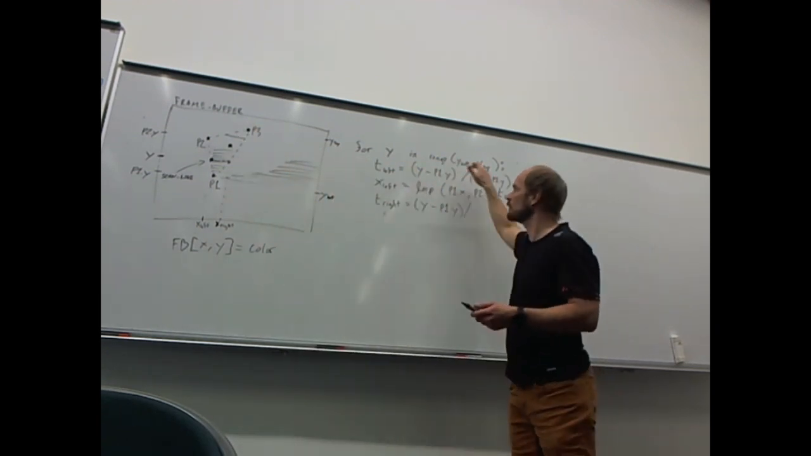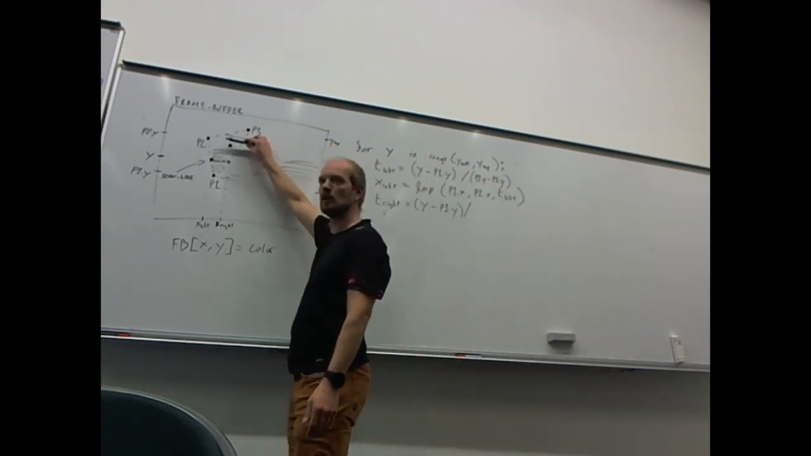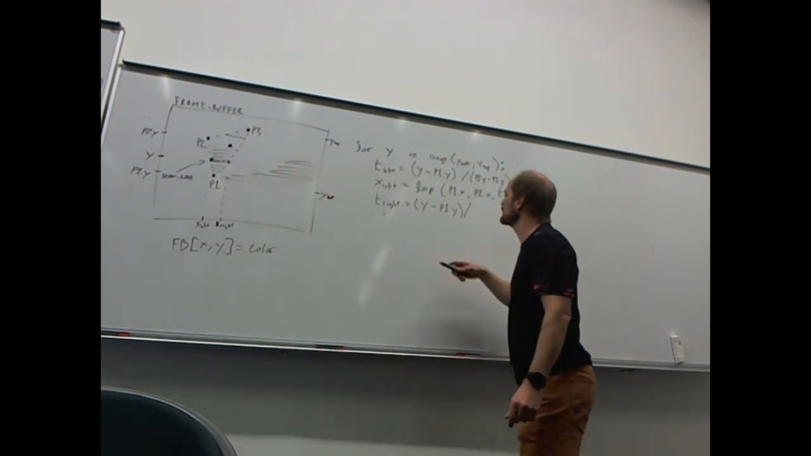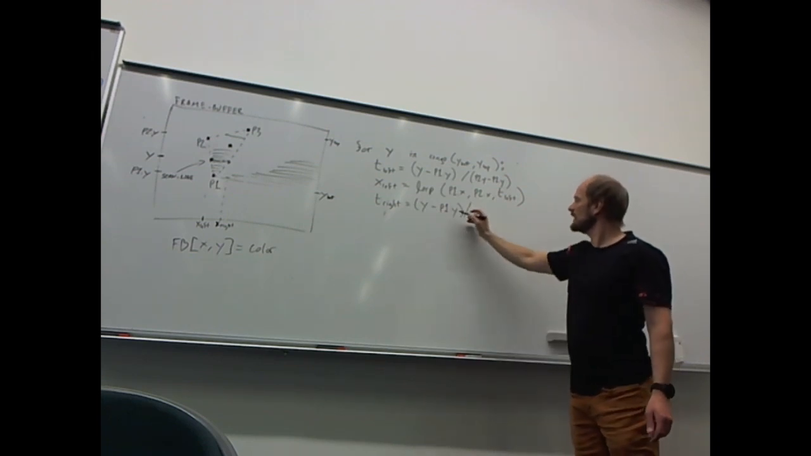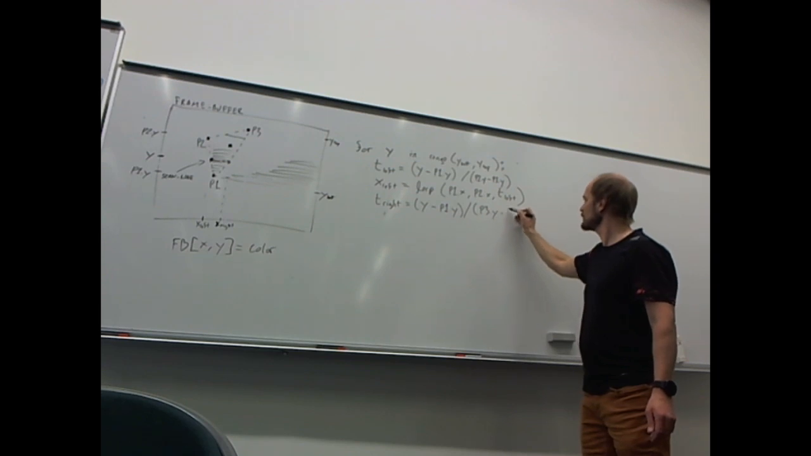It's not just one loop, it kind of has to be two loops. One that goes from the bottom to the middle point, another that goes from the middle point to the top. But for now, let's stick to this. So t right is y minus P1y divided by P3y minus P1y.